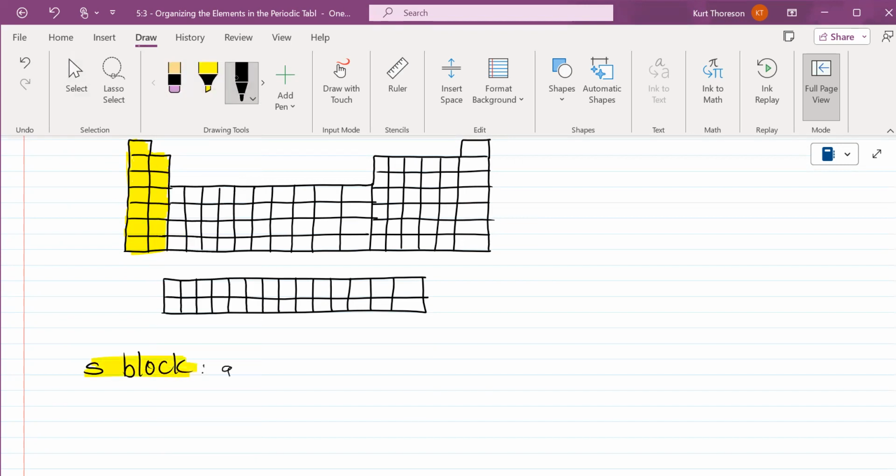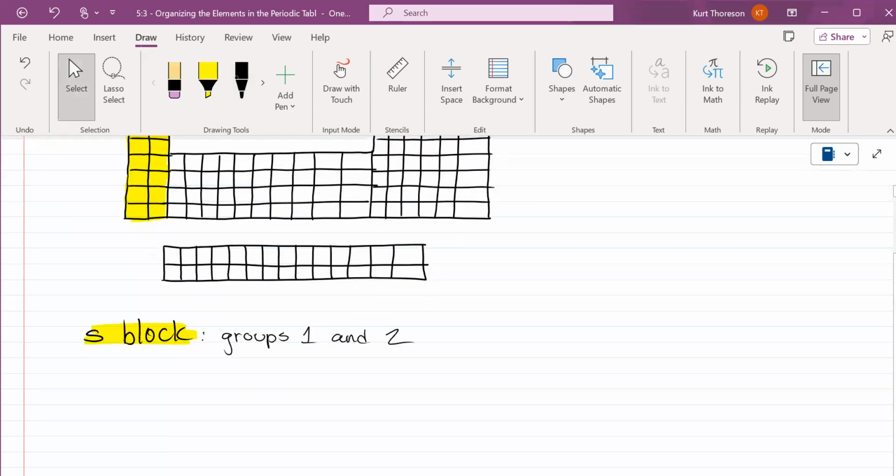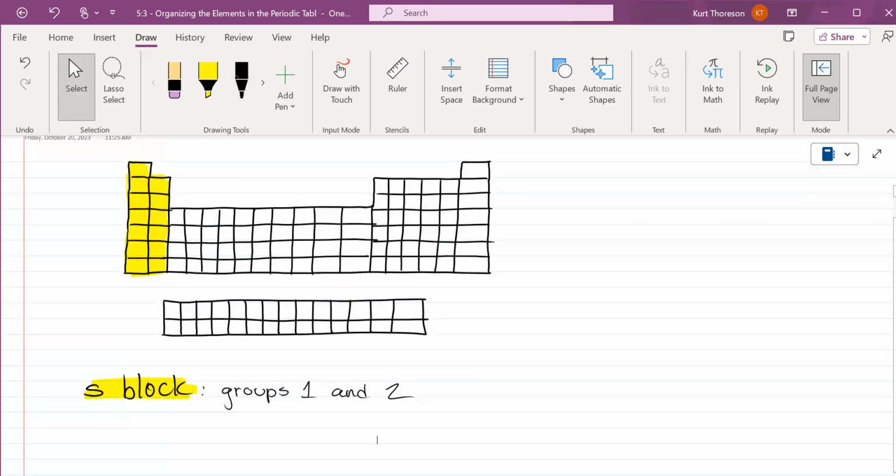It is going to be groups 1 and 2. What is the maximum number of electrons that the S block can hold? 2. How many valence electrons would you expect there to be in column number 1? So in group 1, you have 1 valence electron.